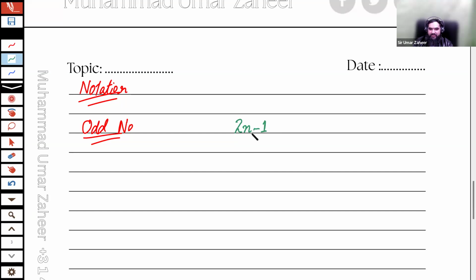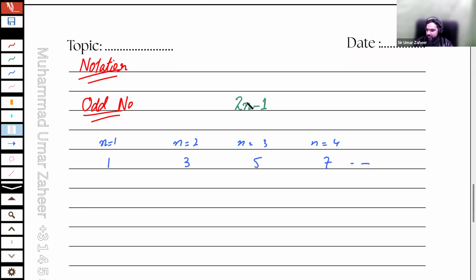Because if you substitute 1, you can look at it like a sequence, okay? You substitute 1, 2 minus 1, it will be 1. If you substitute 2, 2 times 2 is 4, 4 minus 1 it is 3. You substitute 3, 2 times 3 is 6, 6 minus 1 it will be 5. You have to take different examples, for example, substitute n is equal to 1, n is equal to 2, n is equal to 3, n is equal to 4. So you will get the numbers 1, 3, 5, 7, and so on. So we use the general statement for the odd number, that is 2n minus 1.